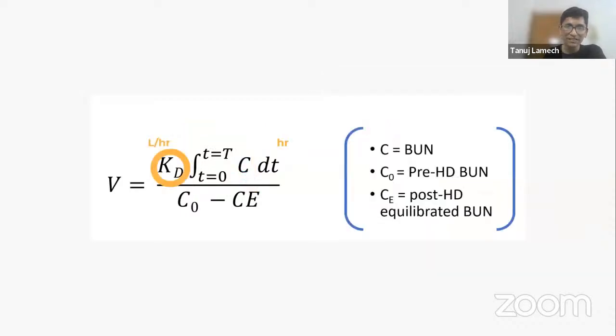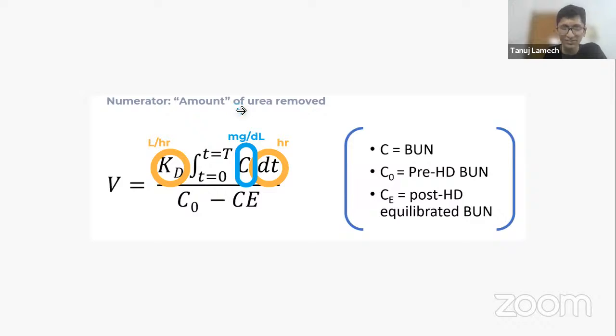And if you look, even the units all cancel out. So Kt is actually volume. We mentioned already Kt is the volume of plasma which is cleared, multiplied by the concentration. So liter per hour and hour cancel, and liter and deciliter cancel. So you're left with the numerator, which is the amount or the mass of urea. Okay, if that didn't make sense, it doesn't matter.